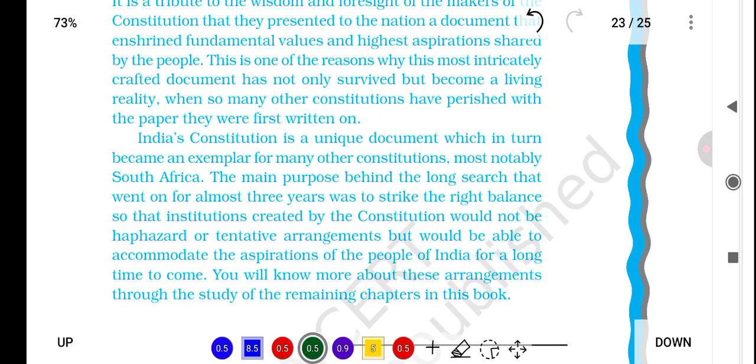The main purpose behind the long search that went on for almost 3 years was to strike the right balance so that institutions created by the constitution would not be haphazard or tentative arrangements, but would be able to accommodate the aspirations of the people of India for a long time to come. You will know more about these arrangements through the study of the remaining chapters in this book.